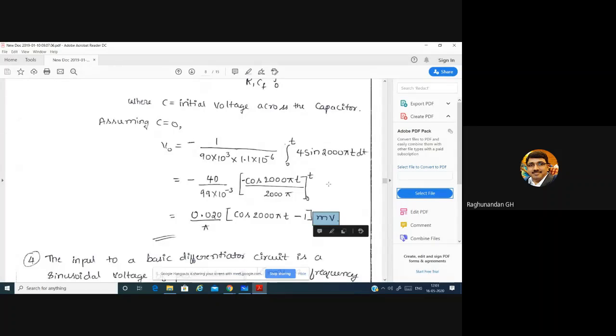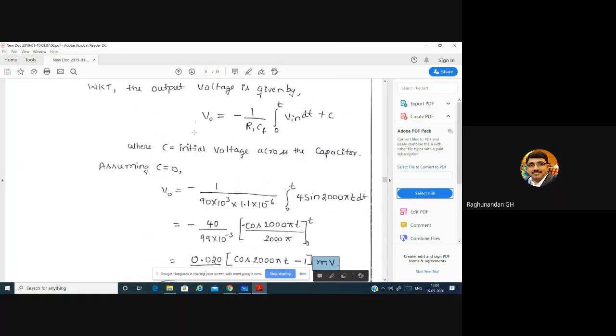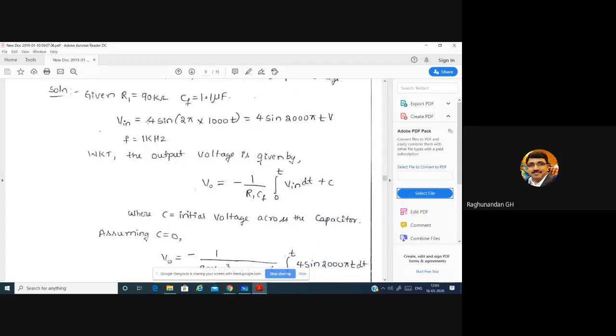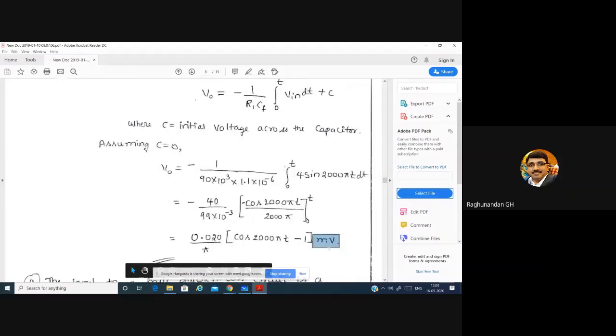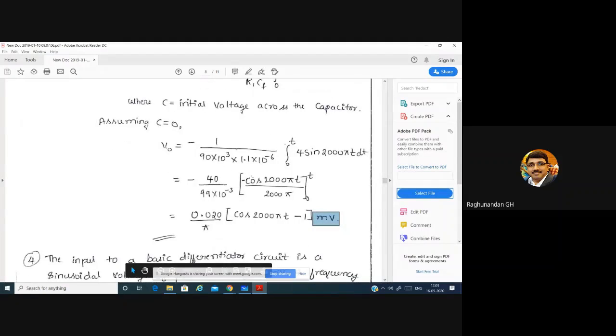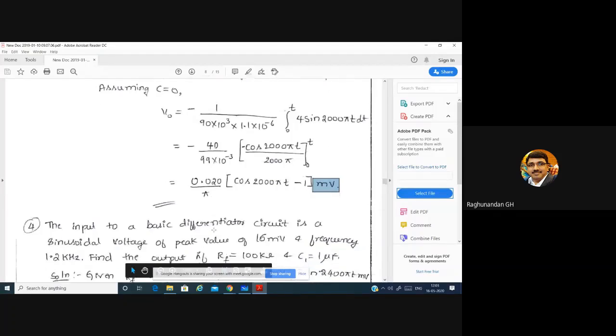If you don't want to write the output in milli, then you write this 4 as 0.004, because it is in millivolt. Here, since we have decided to write the output in millivolt only, we have written only 4. We have not considered milli. So at the output side, you have to write millivolt. Whatever integration and simplification you can do, simplify it and stop at this point. Since t is not given, this is your answer for V naught.